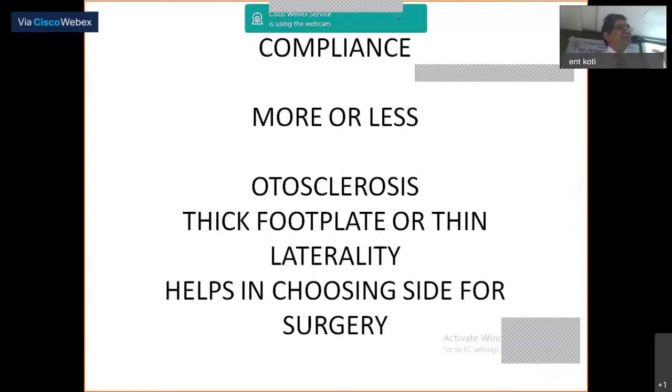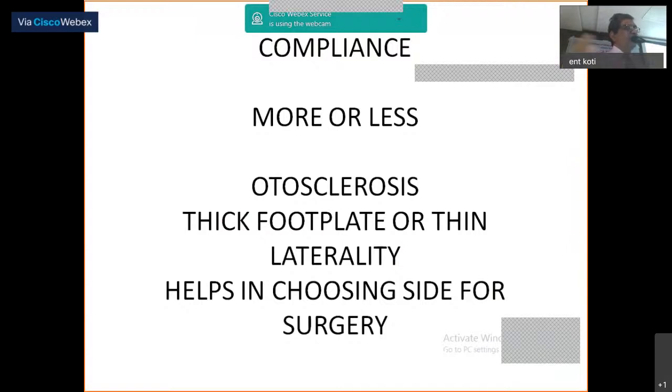If the compliance is very less, that means it is not moving, so you get a thicker footplate. If you are beginning to learn, then you will be afraid if you take a thin footplate, suddenly you will go inside. Pick the one which is thicker. It also helps in choosing which side to do. Whichever side the compliance is more, you do. If it is a case of bilateral otosclerosis, go for the one which has less compliance and more compliance. Less compliance means more disease.